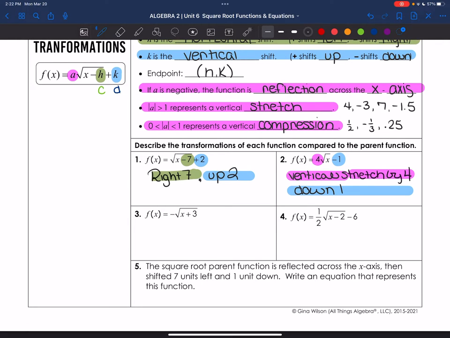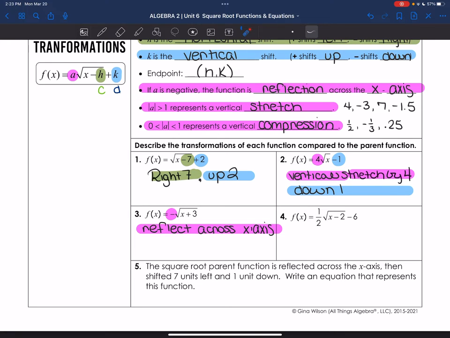All right, now what about example number 3? Example number 3, what do we have here? Because of this negative that is out front, what is going to happen to our graph? Well, just like we said above, if that A value, that is our A value, is negative, it's going to be a reflection. It's going to be a reflection across the x-axis. Like we said, right here.